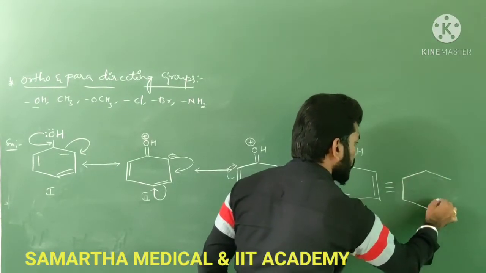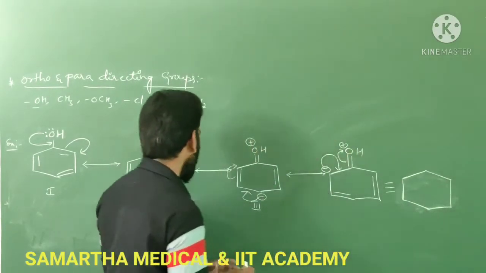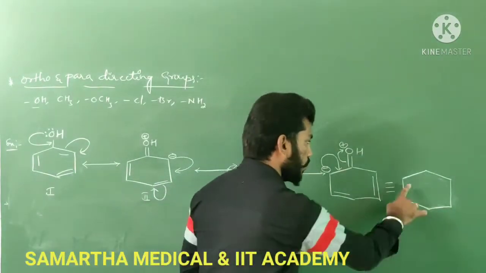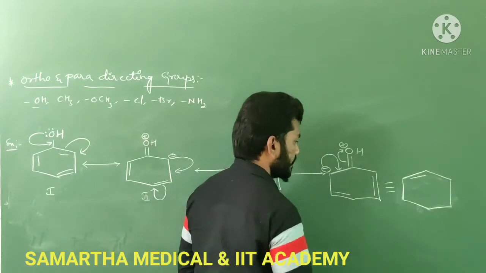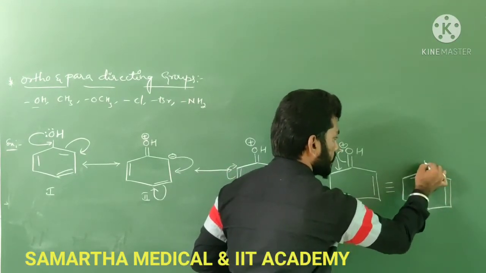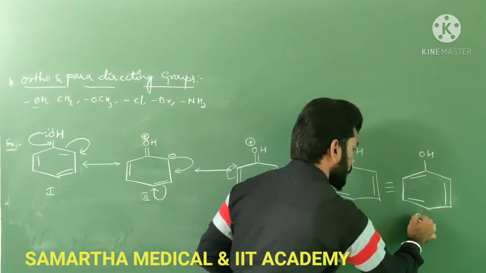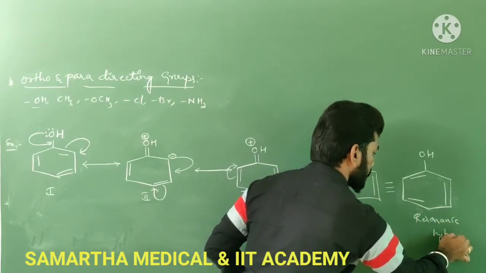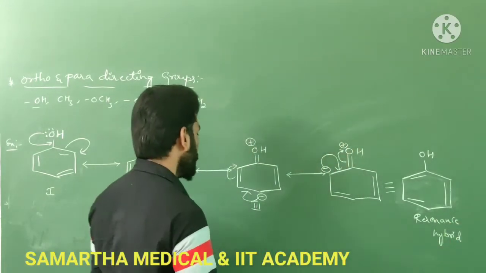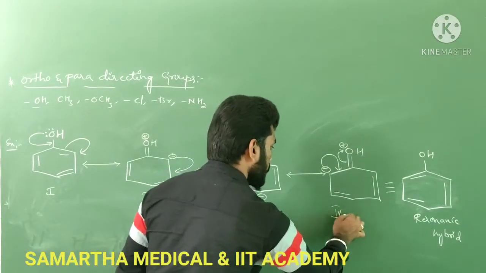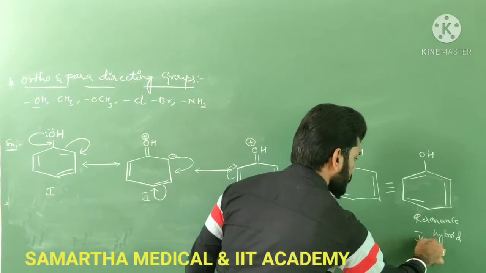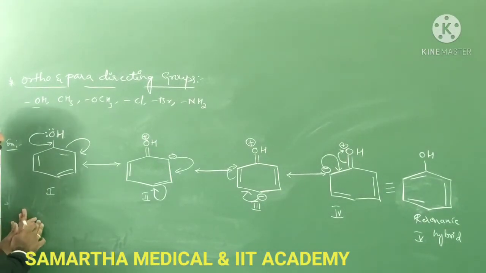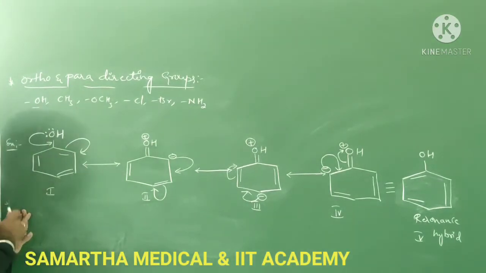The overall structure means that if you consider all these canonical structures, you can equate them to only one particular structure, guys. So OH, this is a resonance hybrid. These are all the canonical structures or contributing structures, guys. So if we observe here, we have five structures for this particular compound.